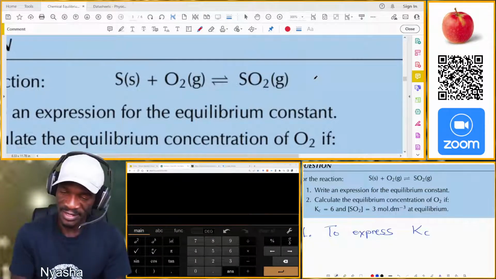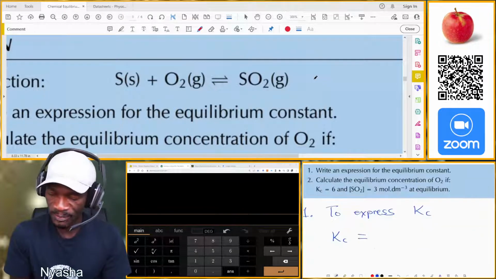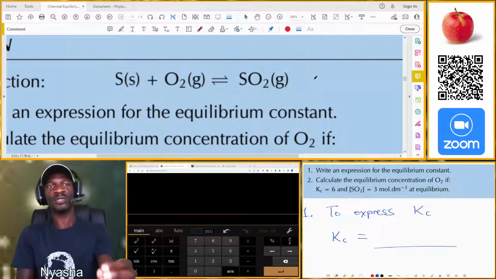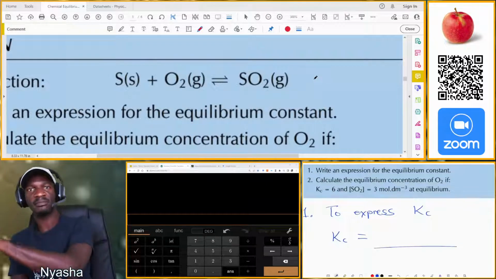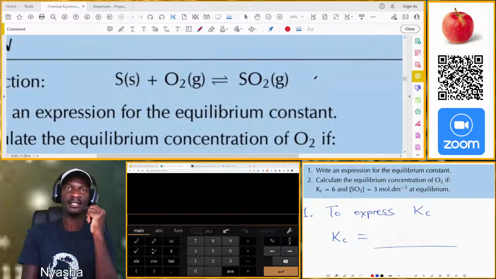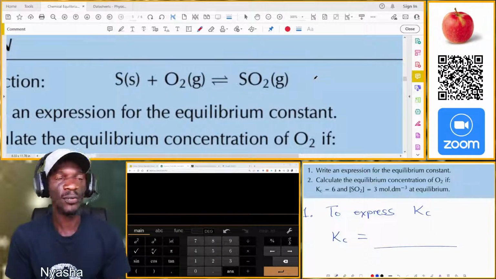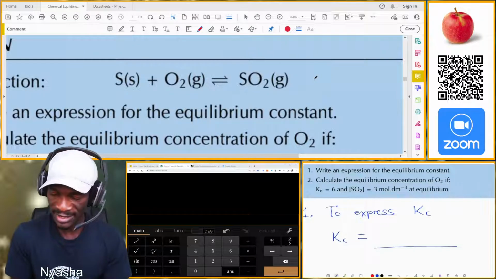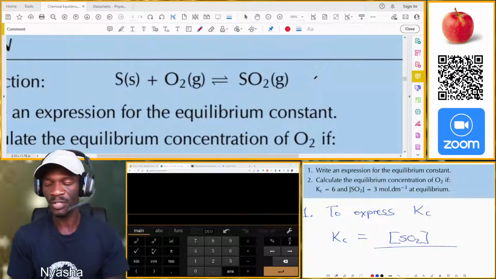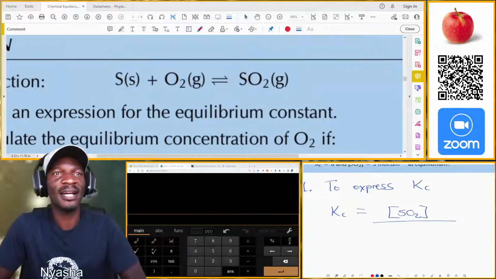Write an expression for the equilibrium constant Kc. We know that our Kc is expressed as a ratio: the product of the concentrations of the products divided by the product of the concentrations of the reactants that are neither solid nor liquid in state. So we have our product, and it is sulfur dioxide. It's in the gas state, so we will use its concentration, and we have just one product, right? Let me stop this poll. I think we did not have takers for this one.